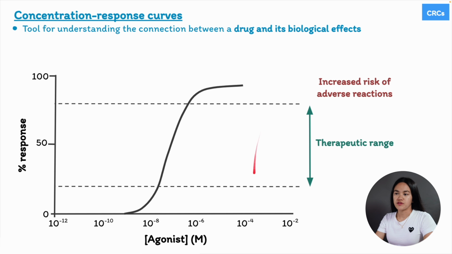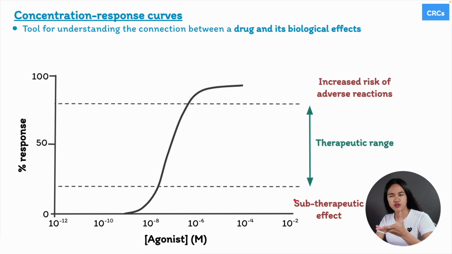And for the area below the therapeutic range, this is referred to as the subtherapeutic area. This occurs when the drug is administered but not in sufficient quantity to achieve the desired therapeutic effect. For most CRCs, the linear range between approximately 20% and 80% of the maximum response corresponds to the therapeutic range.